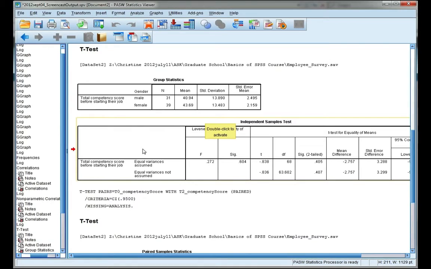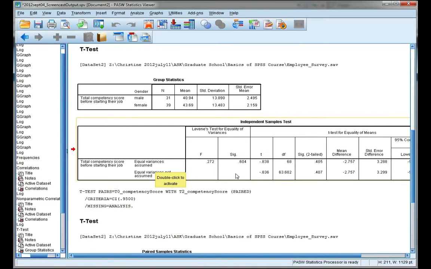This table down here is actually our t-test results. But before we know which line to read off the t-test, because you see there are two lines here, the top one and the bottom one, we need to know whether or not we should assume that the variances are equal. We do this with Levene's test for equality of variances here. We're given an F statistic and then a significance value.